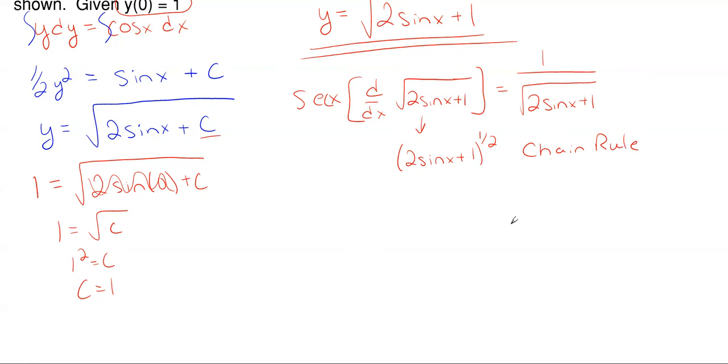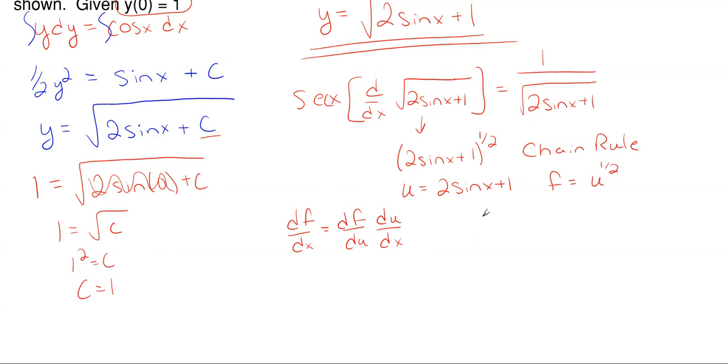And if you're not sure how to use the chain rule, we have videos on the channel going over the chain rule under our calculus titles. So I'm going to set u equal to what's inside the brackets, 2 sine of x plus 1. And then I'm going to set f equal to u to the 1/2 power. So this derivative becomes df/dx, which is equal to df/du times du/dx.